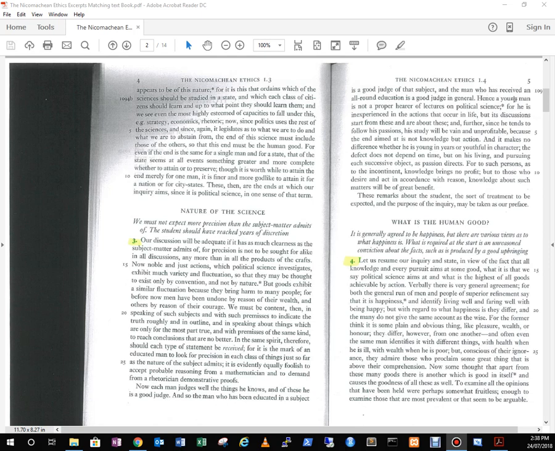Okay. Hence, a young man is not a proper hearer of lectures on political science, for he is inexperienced in the actions that occur in life. But its discussions start from these and are about these, and further, since he tends to follow his passions, his study will be vain and unprofitable, because the end aimed at is not knowledge but action. So what he's actually saying here is not that judgmental.